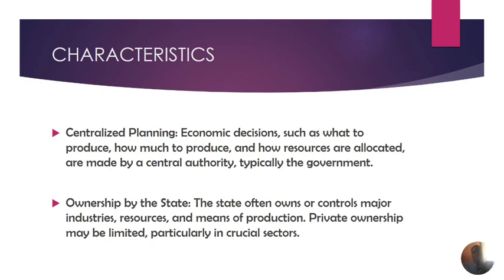Then you have ownership by the state. The state often owns or controls major industries or the means of production. So we're looking at the state being the one which owns the means of production. Private ownership may be limited, particularly in crucial sectors, which means some sectors are left for private players to control, knowing that the government doesn't have much experience to control such a sector.